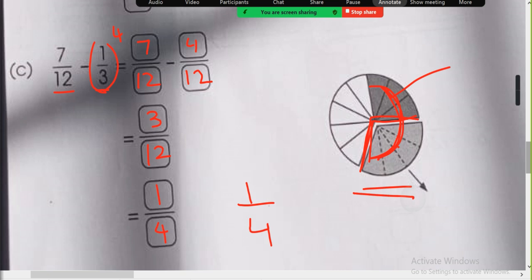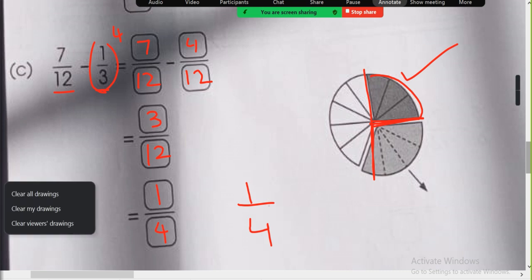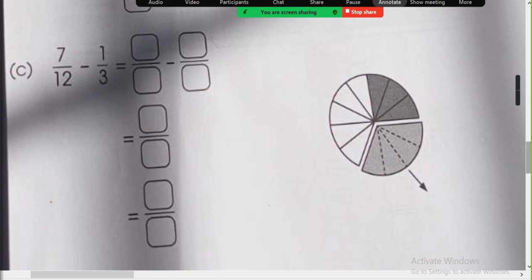This pictorial representation is not that fine. That's why it is not giving you 1 quarter in the picture, but actually you will be left with exactly 1 quarter. That should be this one. 4, 4, 4, 4, 1, 2, 3, 4. You will be left with this one.